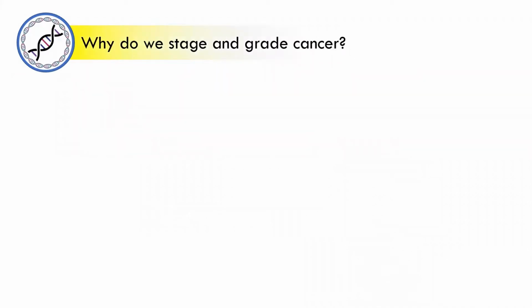Why do we stage and grade cancer? As a prognostic indicator, cancers of the same type can have variable outcomes depending on how far they have progressed at the time of diagnosis. Staging cancers helps indicate the chance of recovery, recurrence, and spread, as well as give an estimate of life expectancy.